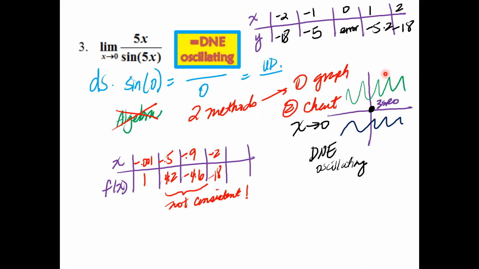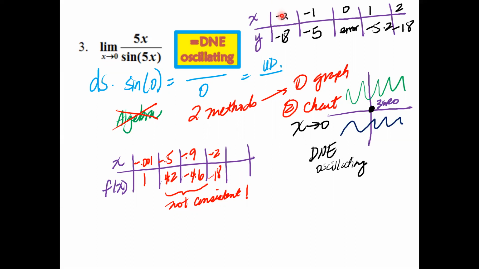But if you do go ahead and graph this, this is what it will look like. And if you take a look at this as x approaches 0, you can see that it has 2 different responses for y, which is the oscillating, so it does not exist. On the other hand, if you try a chart, here is my chart. I can go ahead and try a few numbers that are close to 0.